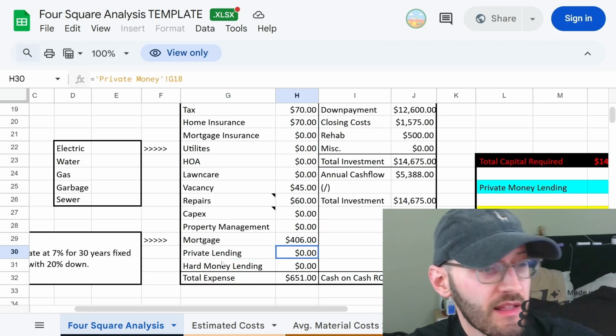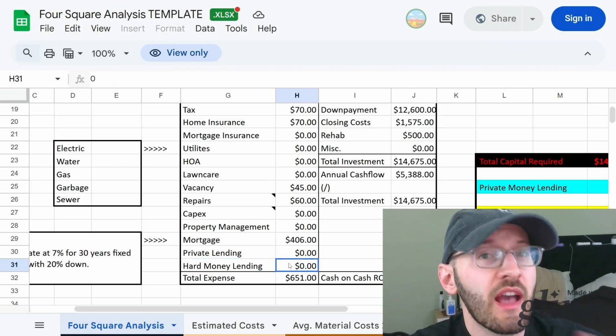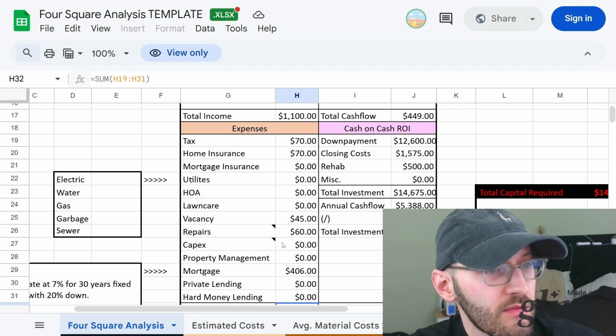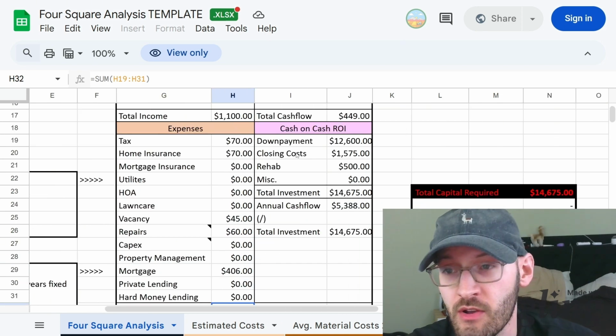We have private money lending, which is the new thing I added. And then we also have hard money lending, which can be a little different. And again, I'm going to explain that later. Total expenses, which is obviously just a summation of everything that you see here. And then I'm going to go ahead and move over.